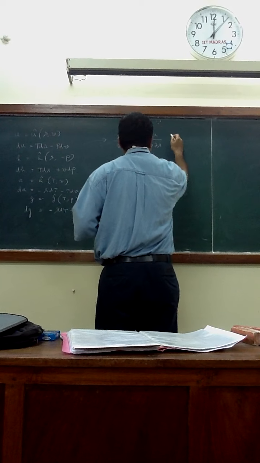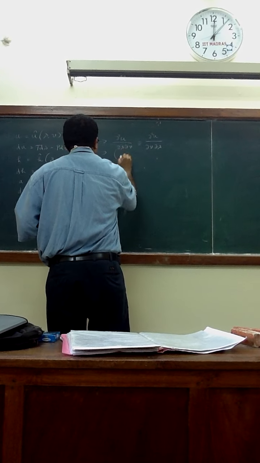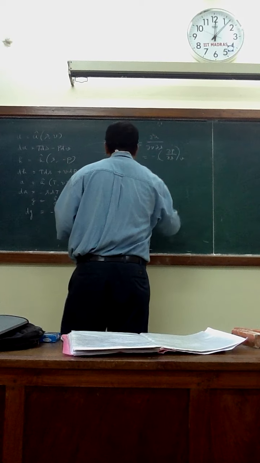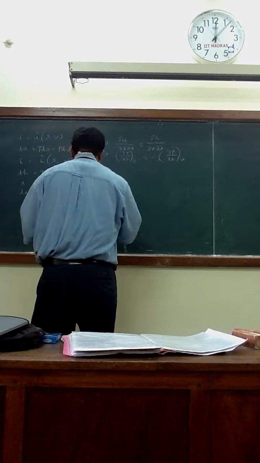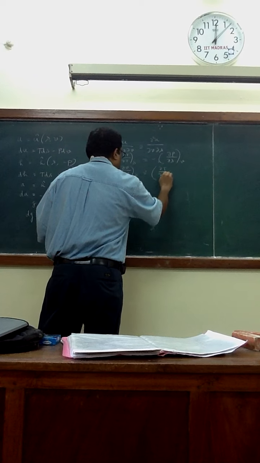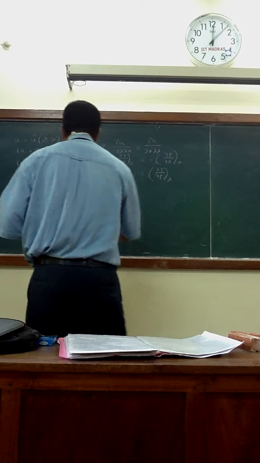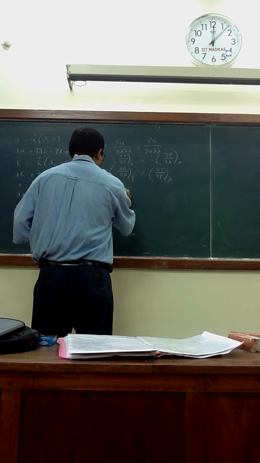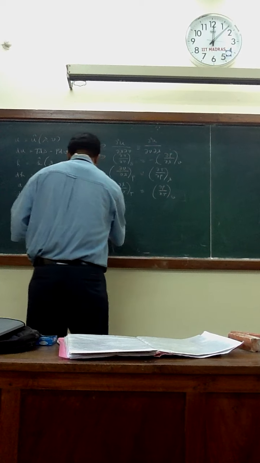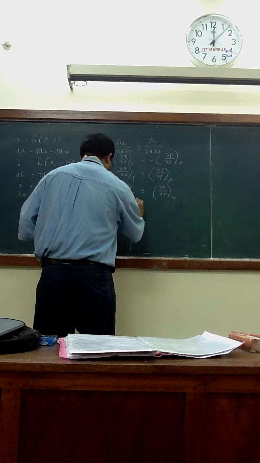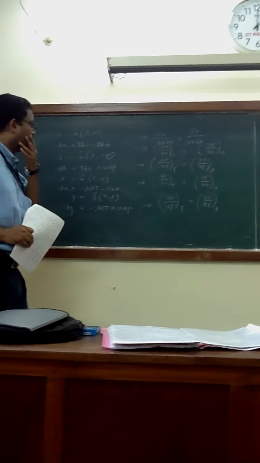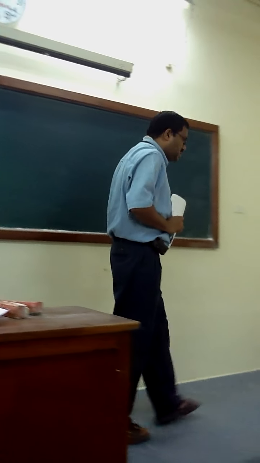First relationship: we got ∂T/∂V at fixed S equals minus ∂P/∂S at fixed V. Then we got ∂V/∂S at fixed P, which is ∂T/∂P at fixed S. Then we have ∂S/∂V at fixed T, which is plus ∂P/∂T at fixed V, and we have minus ∂S/∂P at fixed T, which is ∂V/∂T at fixed P.